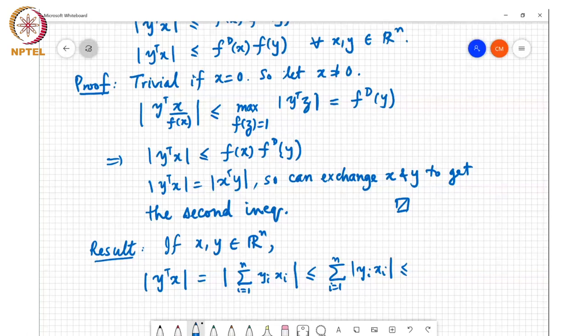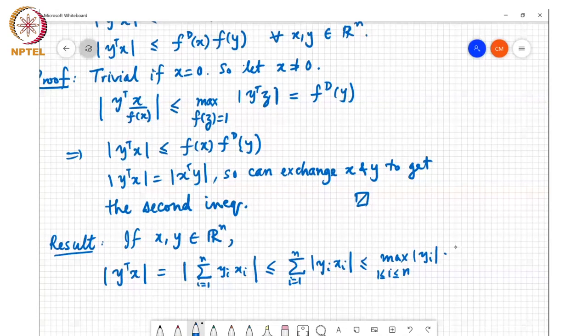Now what I can do is, in this summation, I can pull out the largest value of y in magnitude. In other words, all these y_i's I'll replace with the biggest of y_1 through y_n, and then that is just some single number that's multiplying all these x's. So I'll write it like this: max over 1 less than or equal to i less than or equal to n of mod y_i times sigma, and let me just write it with j so that you don't get confused, j equal to 1 to n of mod x_j.